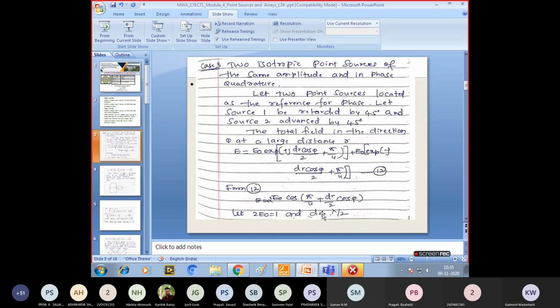Okay, therefore we have, with respect to this value, 2 E naught equal to 1. After normalizing, you can experience the maximum E field as well as where actually the nulls will occur, where actually the maximum will occur. 2 E naught equal to 1 and d equal to lambda by 2.